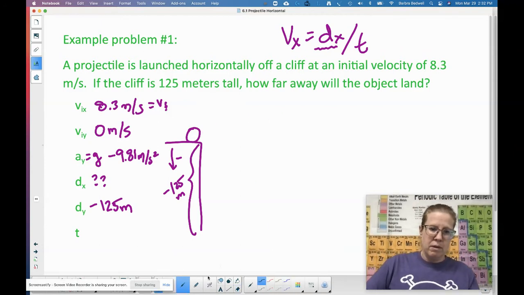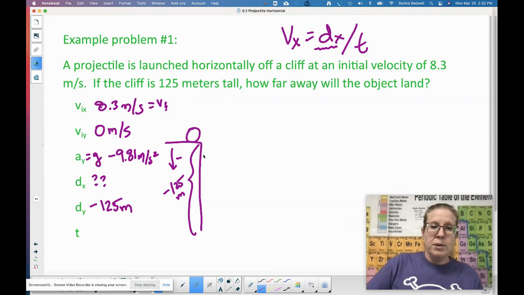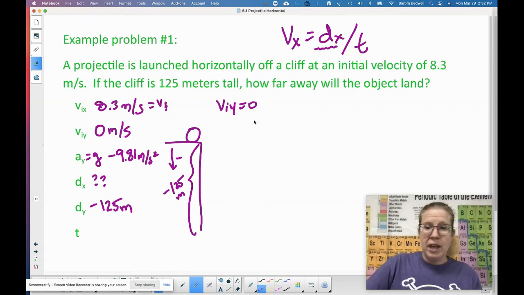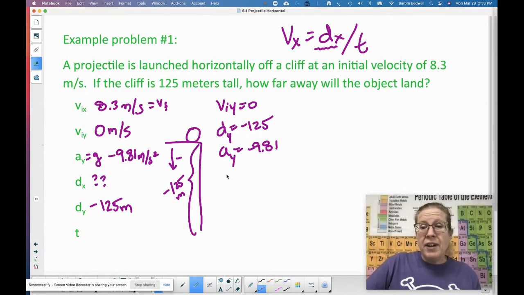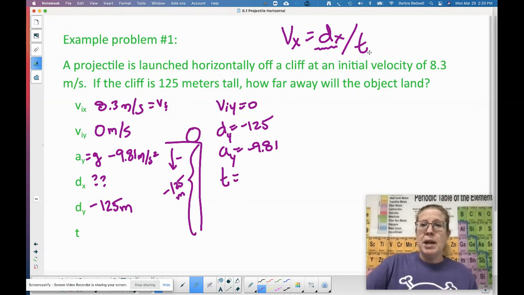Vertically, we know d. We know VIY equals 0. We do not know VF, but we do know d equals negative 125. We know a equals negative 9.81. Again, this is vertically, so Y. And then we want to find time. We have to use an equation with time in it because our goal is to get time to use in the equation up above.